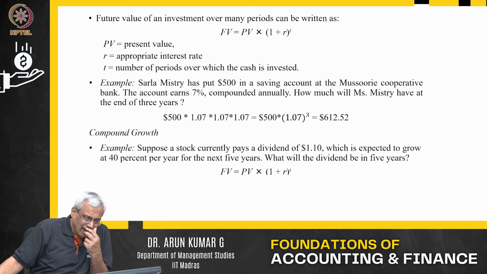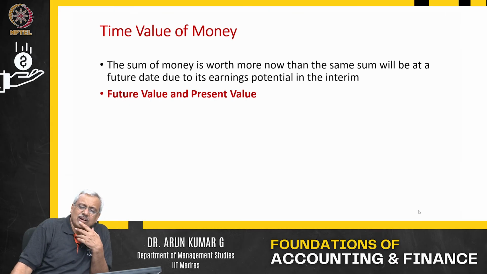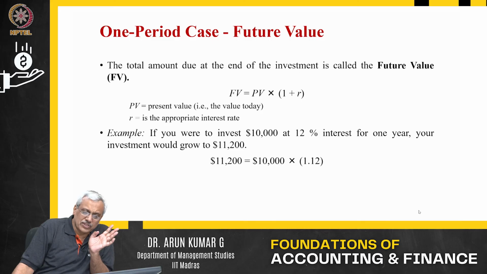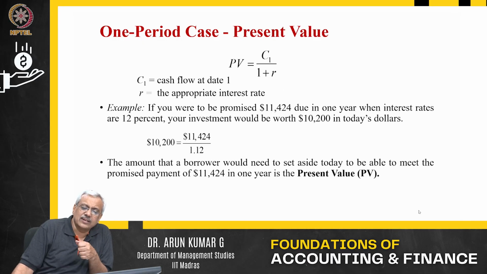All these same things I have depicted in the form of slides. Time value of money: a sum of money is worth more than the same sum at a future date, due to the earnings potential in the interim. So, future value and present value, I took the same example. If you invest $10,000 at 12%, what is the return? We did calculate that. We did talk about the one period case, present value.